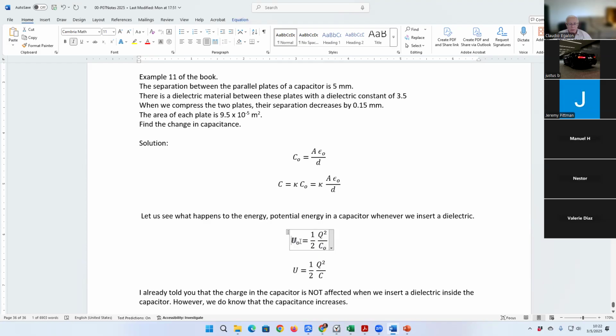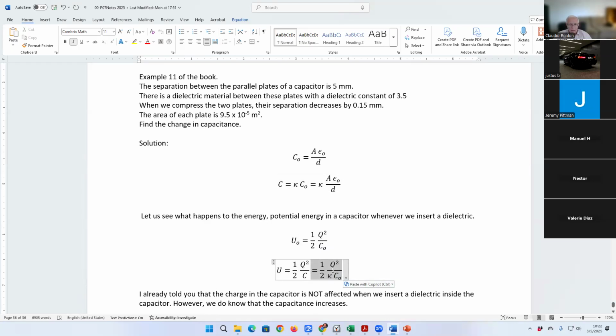Charge doesn't change, but capacitance changes. And if capacitance changes, the potential energy is also going to change. The capacitance increases, right? Consequently, the potential energy is going to decrease by a factor of kappa. Let me write that. It's going to be U naught divided by kappa. That's how much it decreases. You lose energy when you insert the dielectric in there.